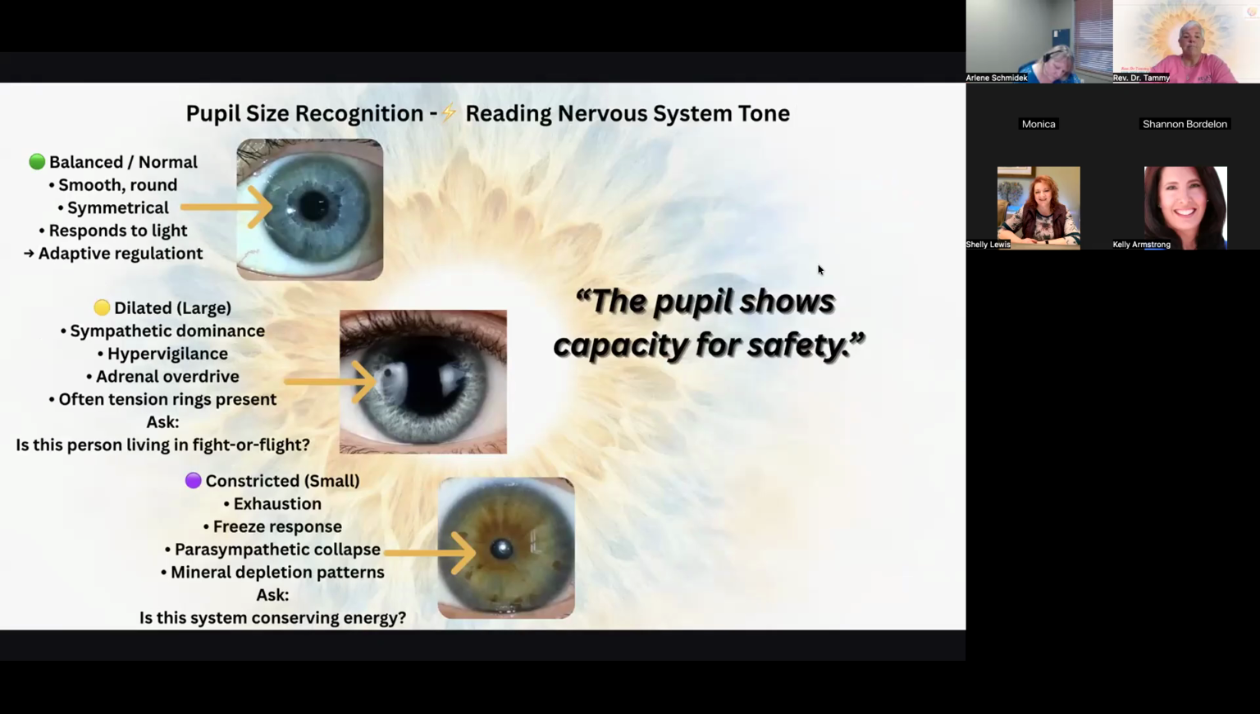Pupil size, reading the nervous system. The pupil shows capacity for safety. So Shannon would think this person was on drugs, but there's something else going on under this one. So get that out of your mind. That is not always the story behind large pupils. Balanced, normal, smooth, round, symmetrical, responds to light, adaptive, regulated.